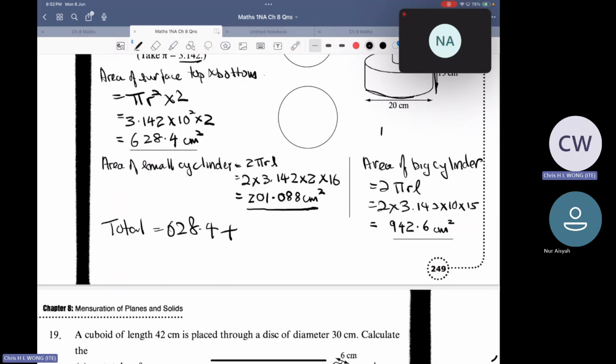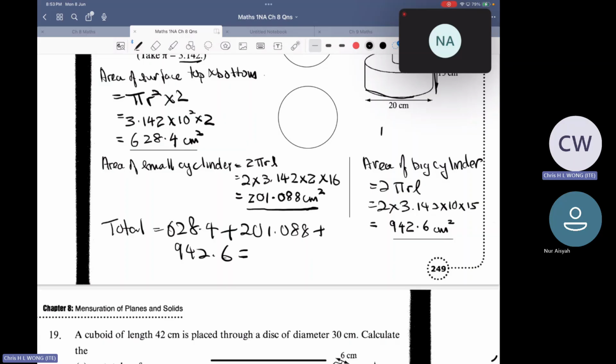628.4 plus 201.088 plus 942.6. I give you the last one. 628.4 plus 201.088 plus 942.6.